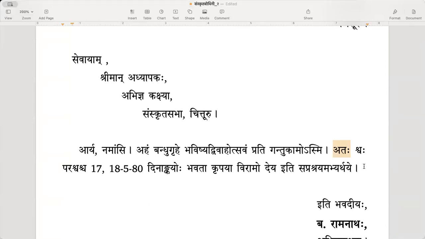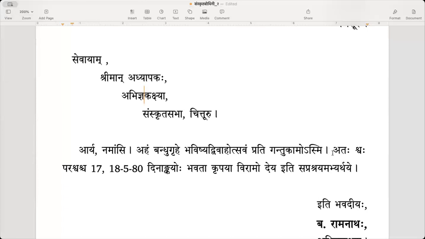Oh, okay, okay. And this Abhijna Kakshya should also be a Samastha Padam, right? Okay, I will put it as Samastha Padam here. We have never been sure whether it is Abhijna or Abhijna or what it is. So, we'll just do it as a Samastha Padam.